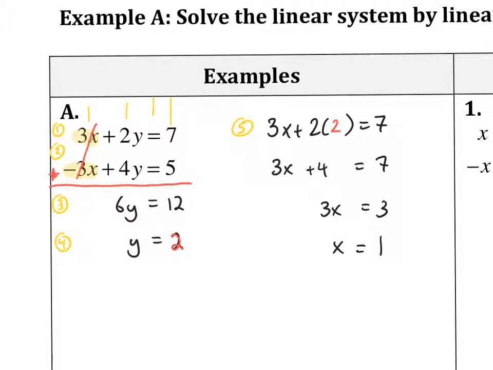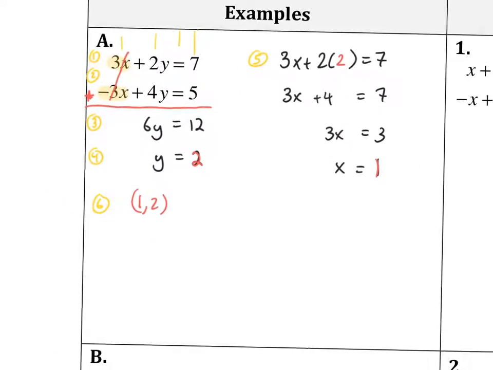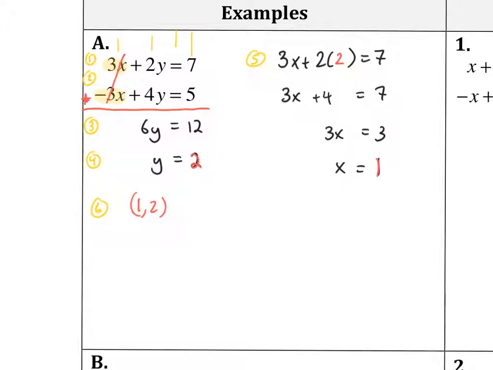So step 6 is now a check, and I'm claiming that (1, 2) is my solution. How do I verify that? I'm going to take the (1, 2) and plug it here and here, and then here and here, to make sure that it works. So 3 times 1 plus 2 times 2 equals 7, and I'm not sure about that yet. So 3 plus 4 equals 7, 7 equals 7, so we see that it works for the first equation.